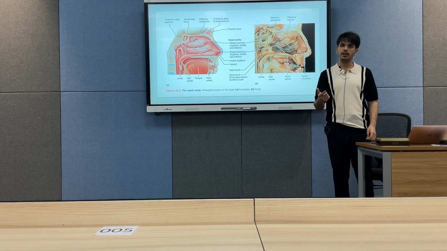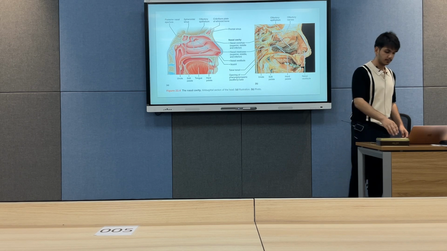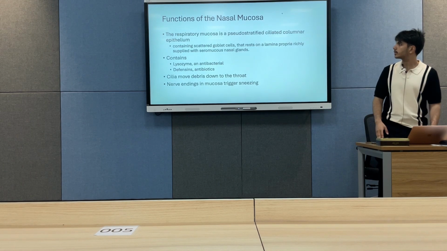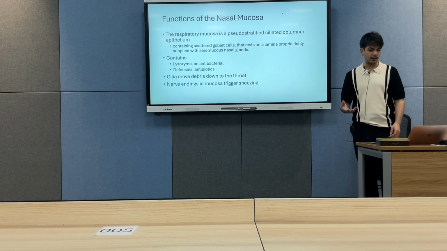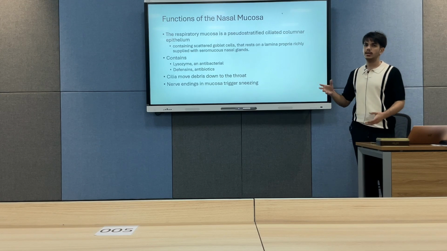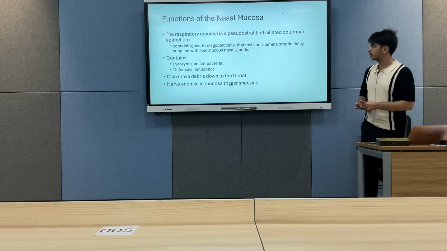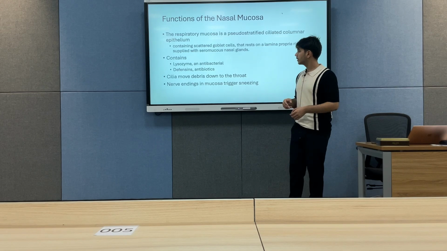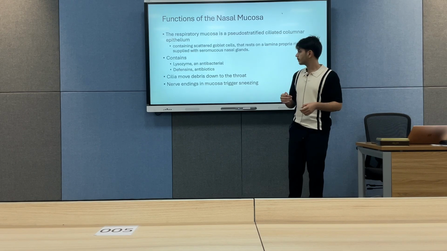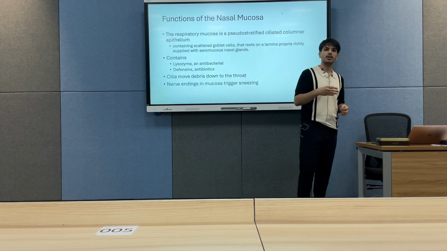The defensins and the mucus. Okay, so the mucus traps debris, and the defensins are antimicrobial. So we will even talk about the nasal mucosa. The respiratory mucosa is pseudo-stratified ciliated columnar again. It contains goblet cells and is raised on richly vascularized lamina propria. It contains lysozyme, so that's the one I forgot, an antibacterial, and defensins, an antibiotic. Okay, so cilia move debris towards the throat, so the larynx and the pharynx, and nerve endings in the mucosa trigger sneezing. This happens, for example, when debris gets caught.